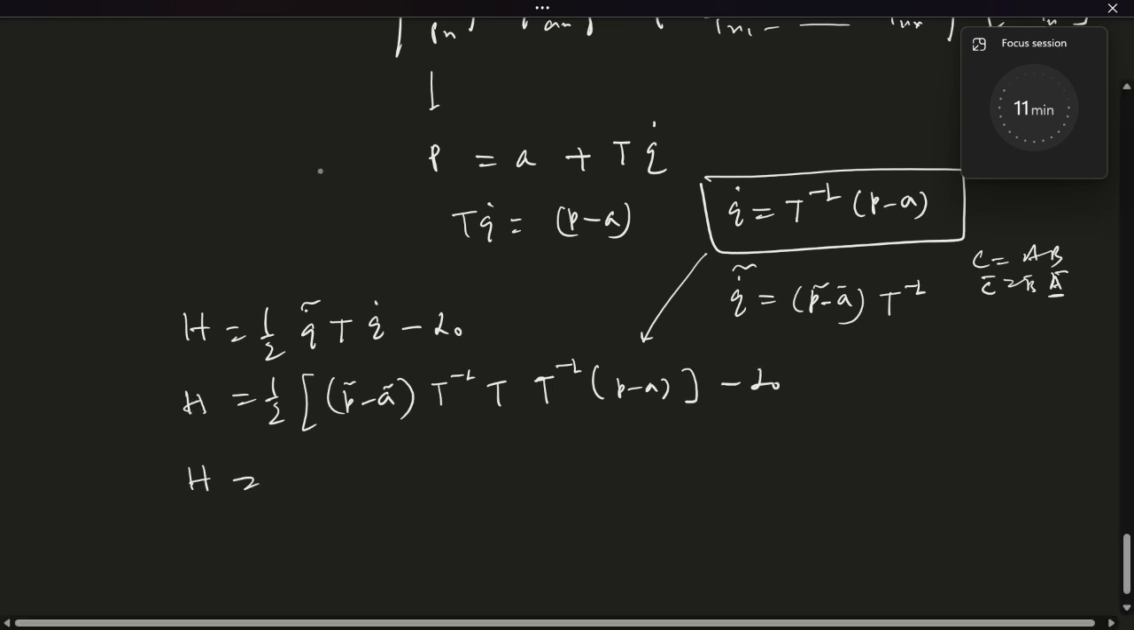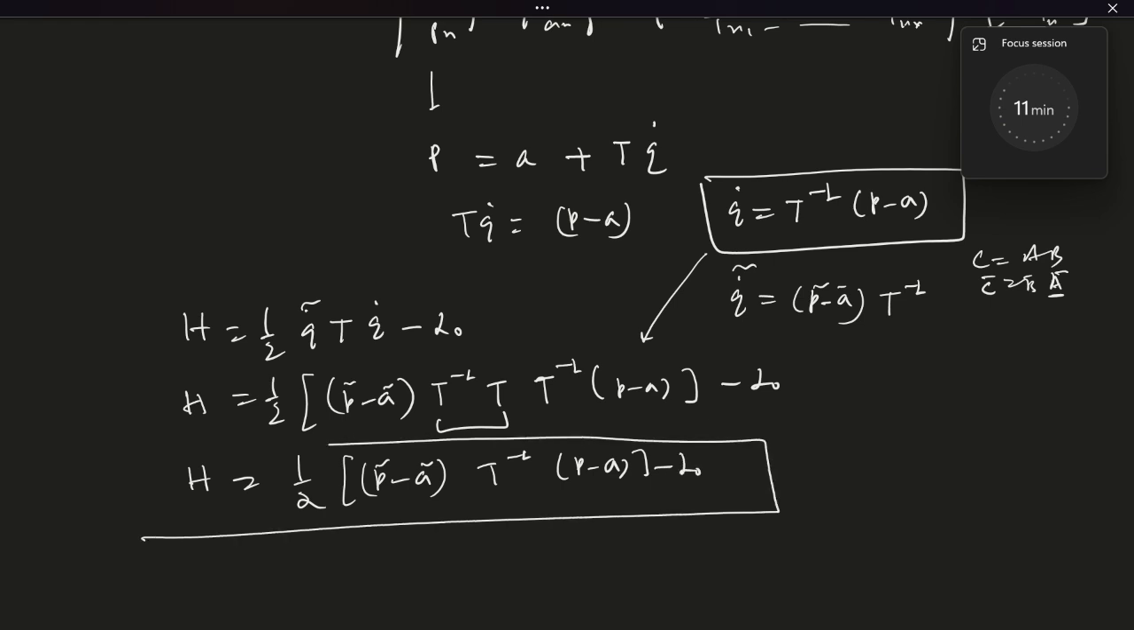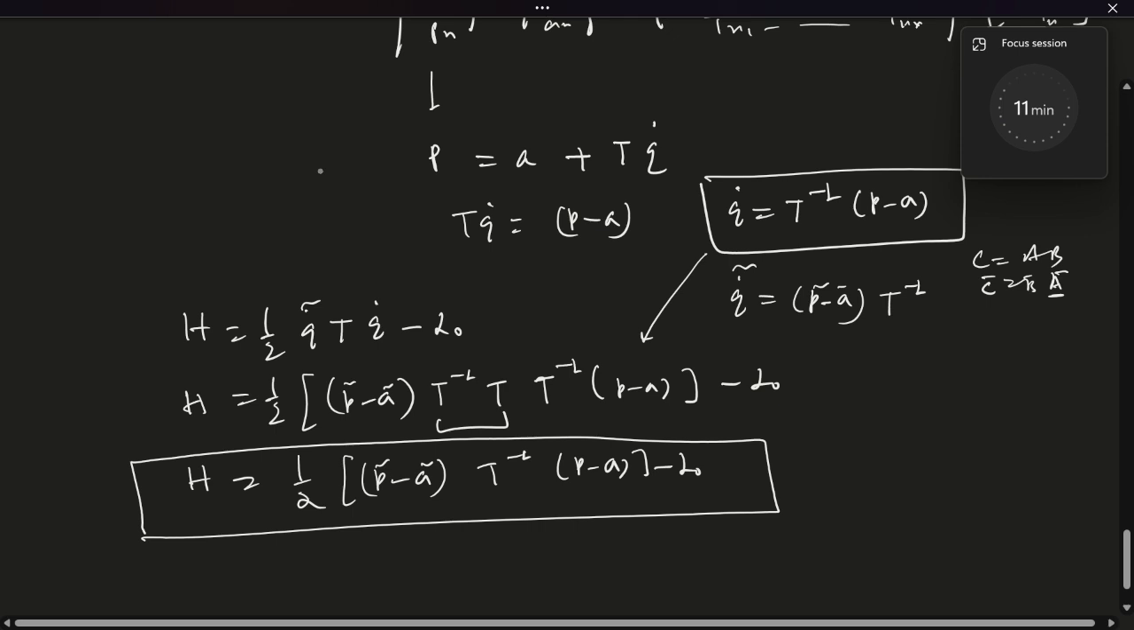So your Hamiltonian will be equal to half, and this becomes unity because T inverse T is equal to 1. So p tilde minus a tilde, T inverse, p minus a, minus L0. That will be your Hamiltonian. So this is the general form of the Hamiltonian.